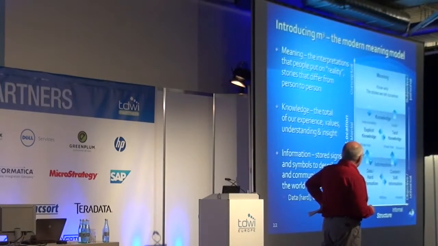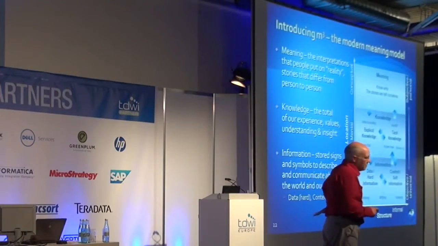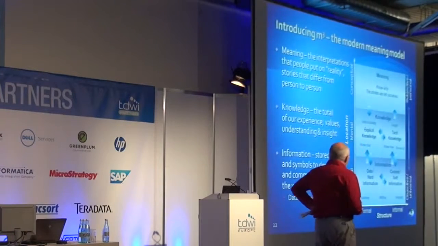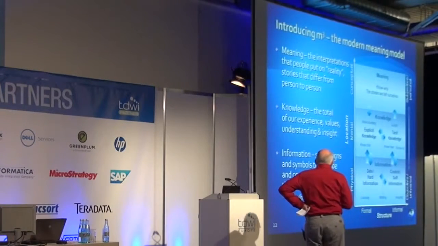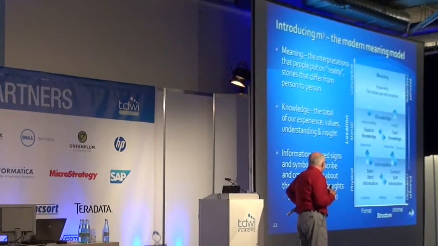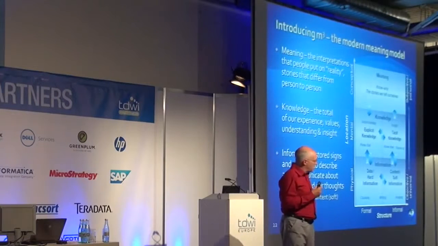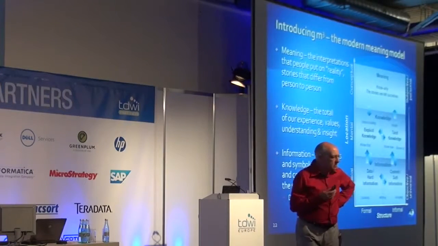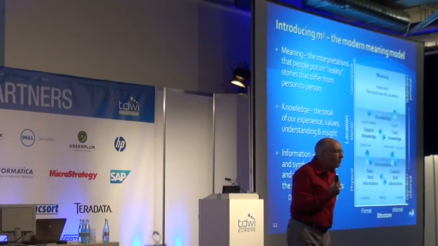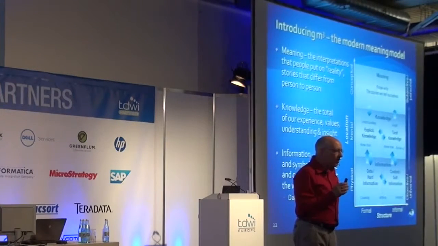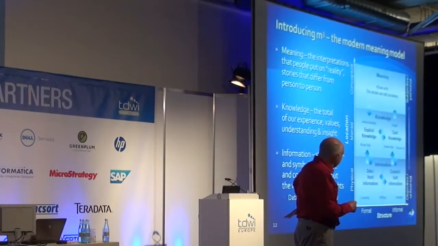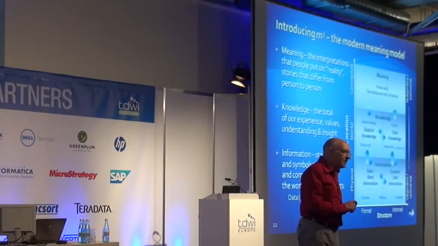Down here at the bottom, I am saying that information and data are the same thing. Information is essentially stored signs and symbols to describe and communicate about the world and our thoughts about it. And it's an invention. It's symbolic. It's something we've made up, but we've made it up in order to communicate and in order to have a common language in which to communicate. In that sense, it is, as far as one can be, objective. As far as one can be, it's universal.